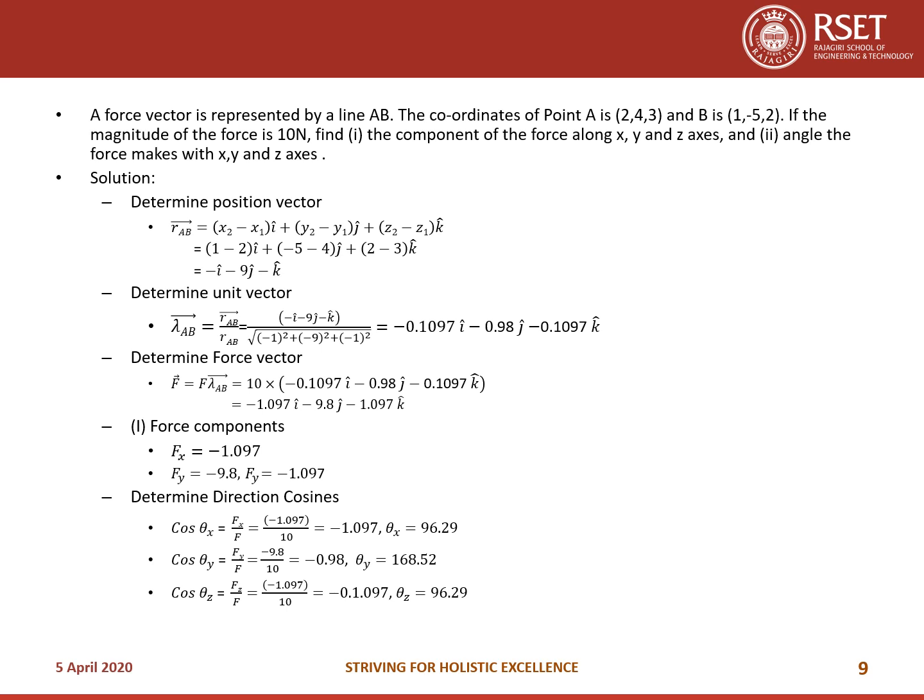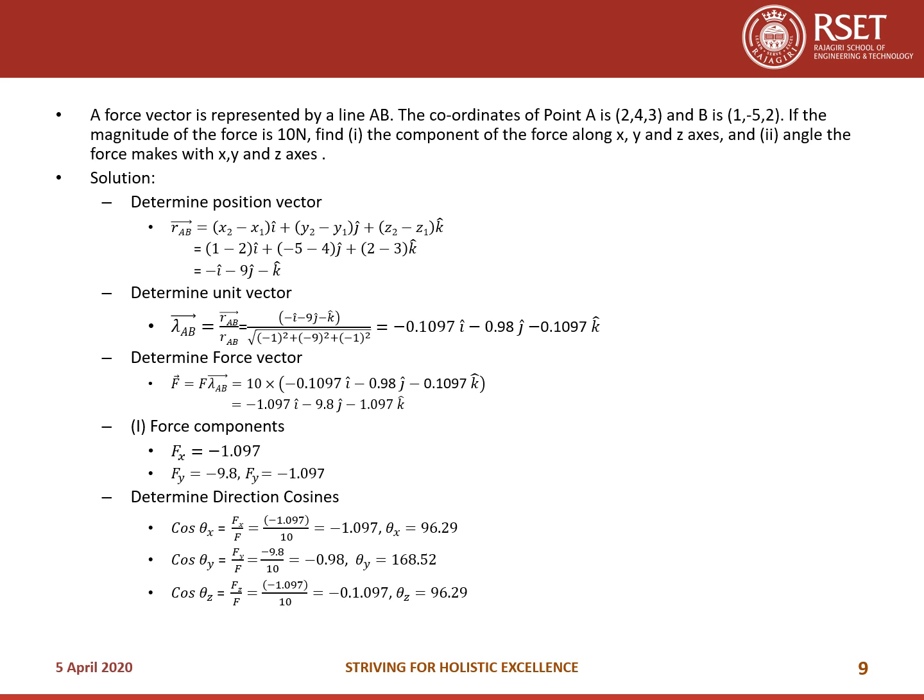So it will be x2 minus x1, that is 1 minus 2 into i. Similarly, 5 minus 4 into j, and 2 minus 3 into k. So you get the position vector as minus i minus 9j minus k. Now once you have got the position vector, you determine the unit vector by dividing the position vector by its magnitude. So you will get it as minus 0.1097 i minus 0.98 j minus 0.1097 k.